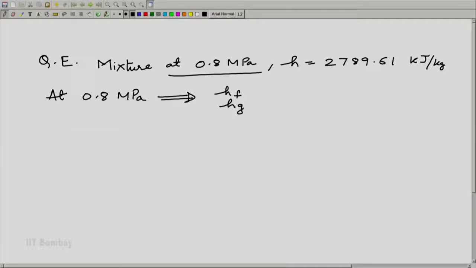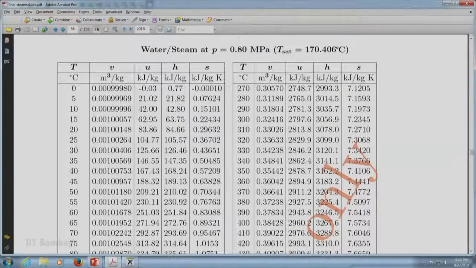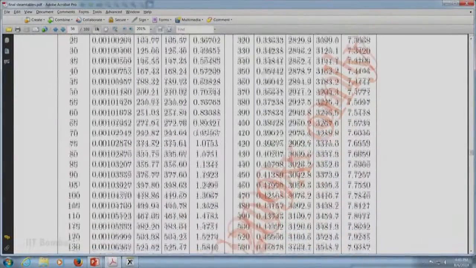I will refer to table number 3, because from table number 3 also I get these values. I can get these values of HF and HG from table number 2 also, where the pressure is the base, but I will go to table number 3 and open the page for 0.8 MPa. So, this is table 3 at 0.8 MPa, and you can see that the Tsat value has been given as 170.406. Corresponding to this Tsat value I can get the HF and HG values.